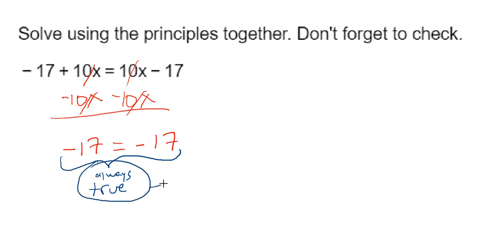If this is always true, that means my original equation is always true. It doesn't matter what number you were to plug in for x, it's always going to come out as a true statement, which means any number will be a solution to this equation, right? If a number makes your equation true, that means it's a solution to your equation. Any number makes this equation true, which means any number will be a solution. So if your variables cancel out and you get something that's true, that means the solution set is all real numbers.